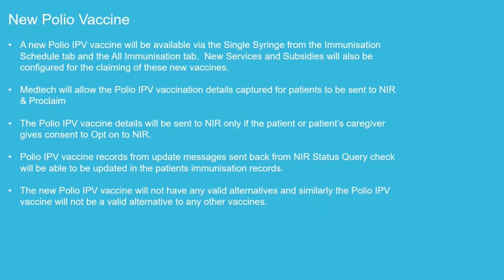And the polio IPV vaccine details will be sent to NIR only if the patient or the patient's caregiver gives consent to opt on to NIR. Polio IPV vaccine records from update messages sent back from NIR status query check will be able to be updated in the patient's immunisation records, and the new polio vaccine will not have any valid alternatives, and similarly the polio IPV vaccine will not be a valid alternative to any other vaccines.